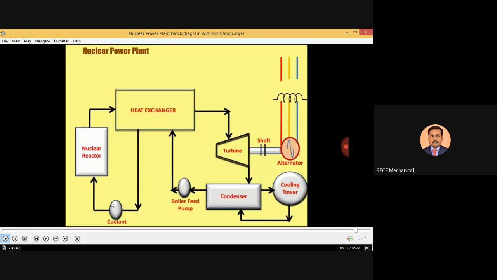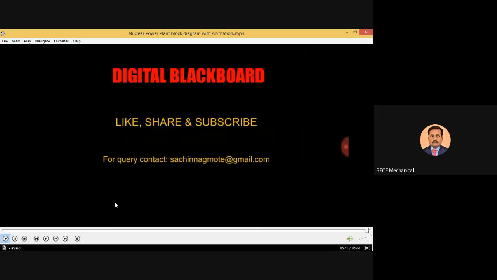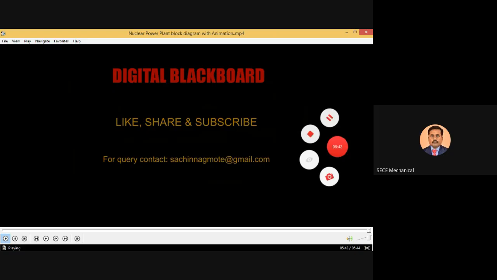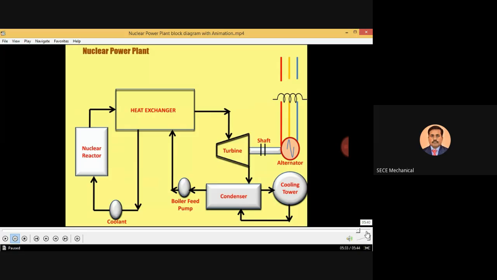I already told you, D2O, that is heavy water, is used to cool the reactor because a high amount of heat energy is liberated in the nuclear reactor. So we want to control the heat. That's why D2O, a coolant, is used to cool the reactor. So this is about the working principle of a nuclear power plant.